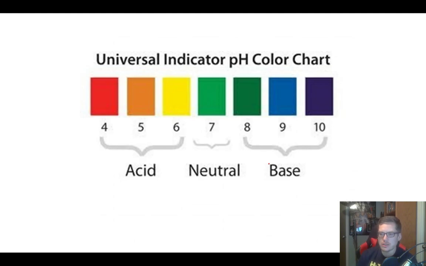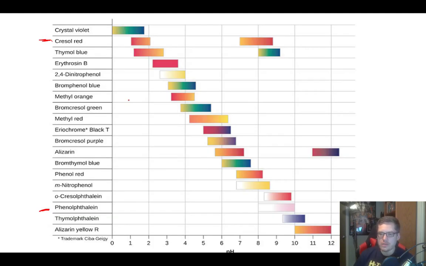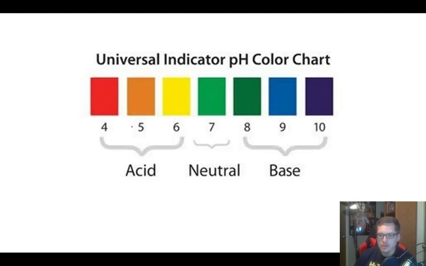Here's a universal indicator pH chart. Universal indicators are actually a mixture of specific indicators. Instead of just having one of these, it'll mix 4 or 5 of them together, so you'll get a color change at each of these different pH values. If you're red, you're at 4 or below. When you hit orange, you're at 5. At 6, you're yellow. At 7, you're green. At 8, you're a dark green. 9 is blue. 10 is some sort of purplish color. You can use these to help you figure out the pH.